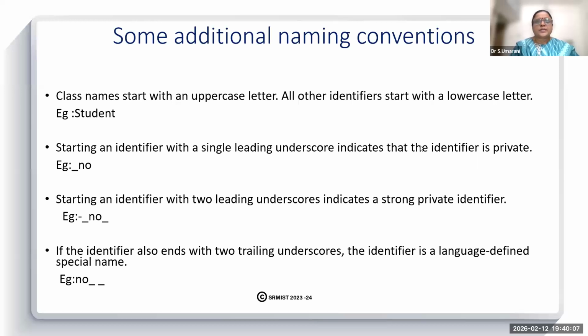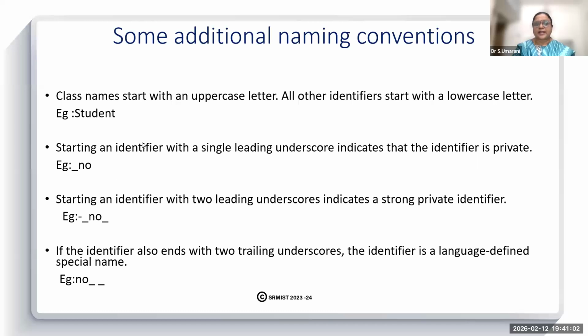Listen. Some additional naming conventions are also there for constructing the identifier. Whenever you want to specify the class name, it is very important, kindly note this. I will tell you later what is meant by class; it is available in the fourth unit. Whenever you want to give the name of the class, the first letter of the class name must be uppercase. I have given one example here: Student. Student is a class name. If you use the first letter as a capital letter, it is not a variable; it is called a class name.